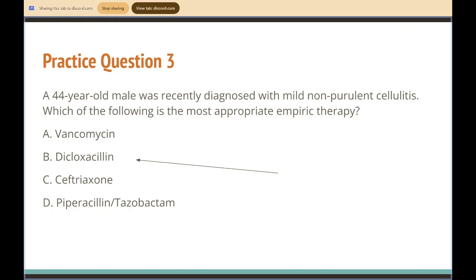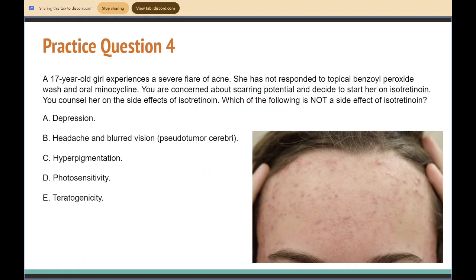Okay. Can anyone tell me a brand name for choice C? Ceftriaxone, what is a brand name? Put that into the chat. All right, good. Rocephin is correct. Now let's look at practice question 4.